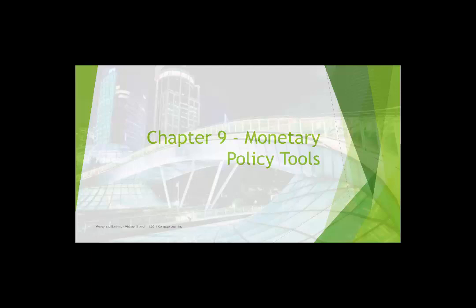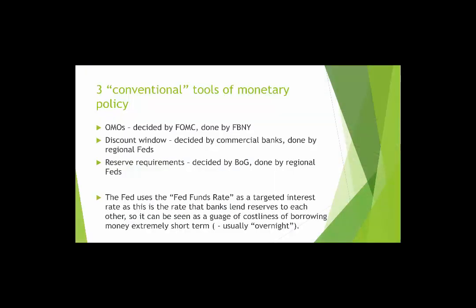Welcome to the first part of Chapter 9, Monetary Policy Tools. So we have three conventional tools of monetary policy. The first are open market operations, or what economists usually call OMOs. They are decided by the FOMC, and they're done, as you know, by the Federal Reserve Bank of New York.